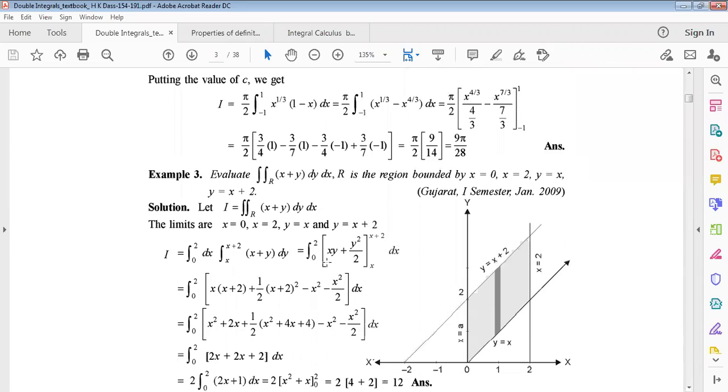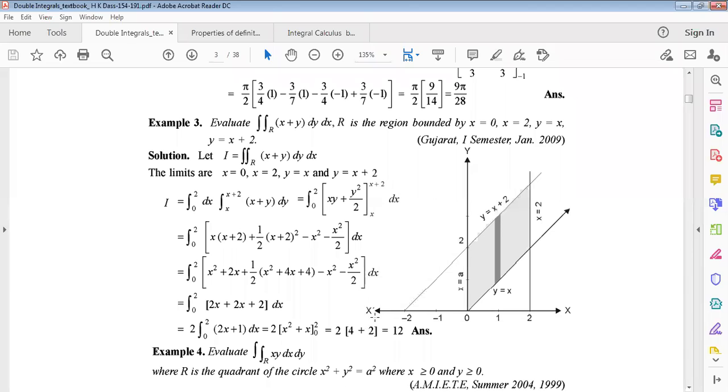Now another example, Example 3. Evaluate the double integral of x plus y dy dx for the region R, where R is the region bounded by x equals 0, x equals 2, y equals x, and y equals x plus 2. That means this is the x-axis and this is the y-axis, with the origin. X equals 0 means the y-axis, and x equals 2 means this line. That means this is the region.